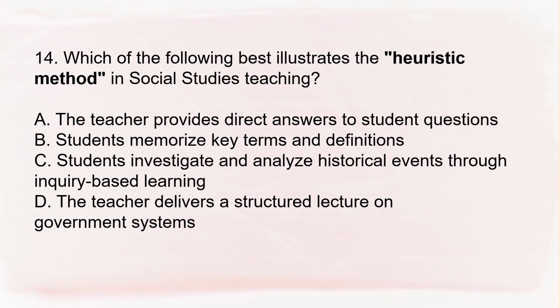Number 14. Which of the following best illustrates the heuristic method in social studies teaching? Letter A. A teacher provides direct answers to student questions. Letter B. Students memorize key terms and definitions. Letter C. Students investigate and analyze historical events through inquiry-based learning. Or letter D. The teacher delivers a structured lecture on governance systems. The best answer is none other than the letter C.